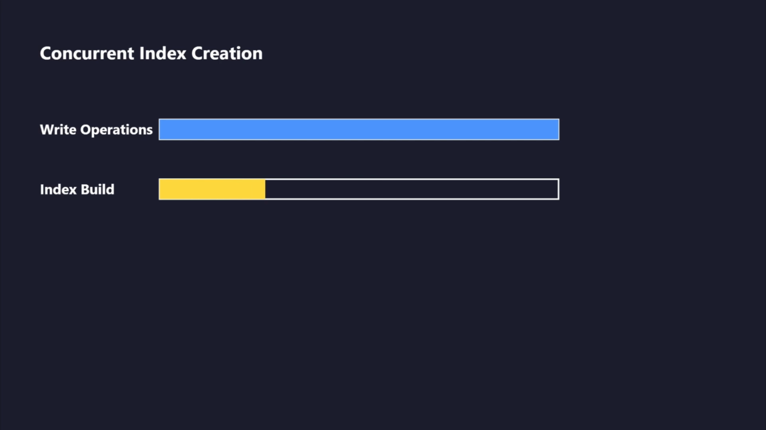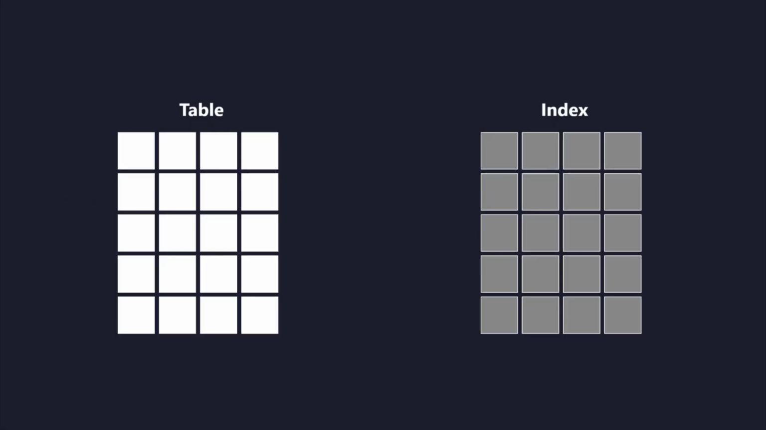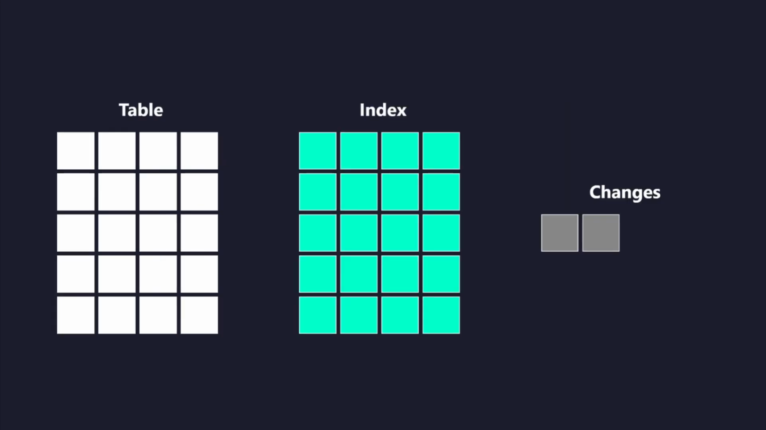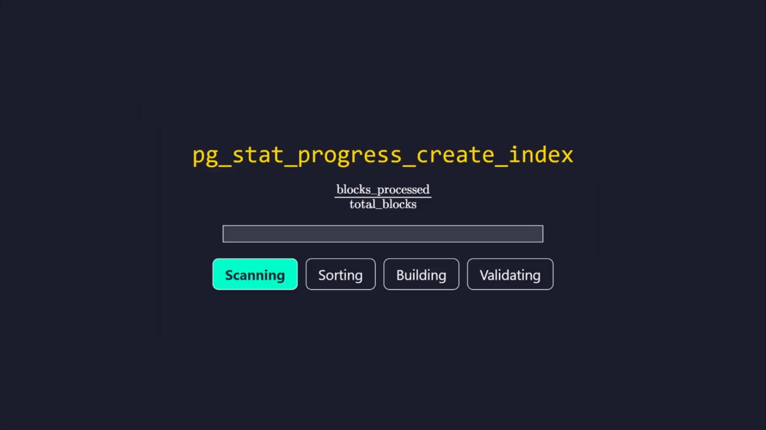Use the concurrently keyword to allow the database to build the index in the background while still permitting other sessions to insert, update, and delete data in the target table. Concurrent indexing performs two table scans. The first scan builds the initial index structure, while the second scan captures changes that occurred during the first pass. This ensures full data consistency without requiring a long-duration write lock.